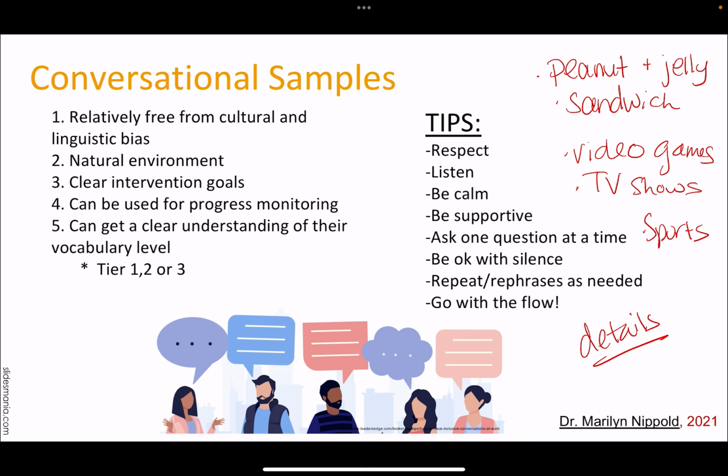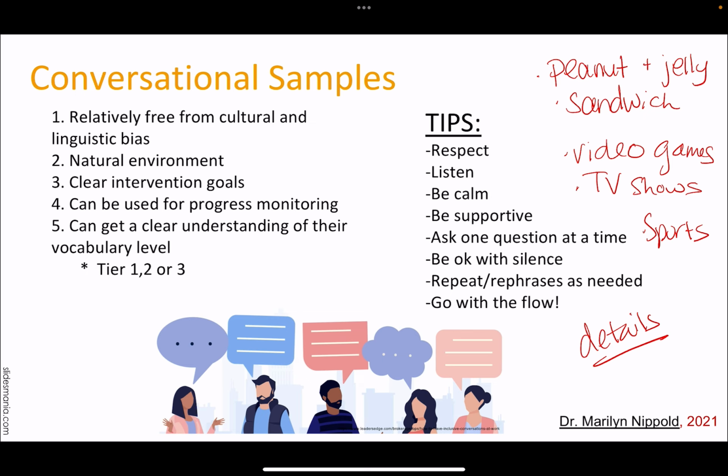You could ask somebody how their day went. You could ask them what they would do if they won $1 million, or if they had the day off and could do whatever they wanted, what would be an ideal day for them. But what's really awesome is that it really is more of a natural environment, and it helps us to write clear goals for the client because it's going to get into more functional language for them.